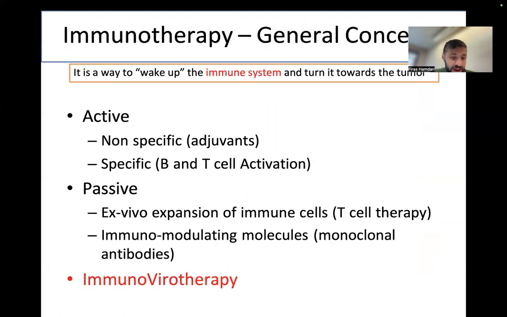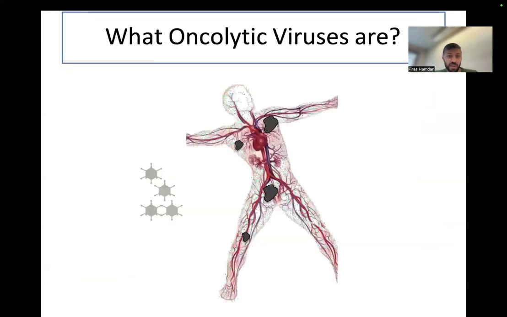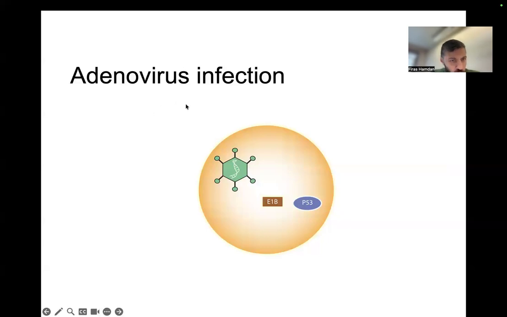Another one, the final one I want to talk about, is immunoviral therapy. Immunoviral therapy uses oncolytic viruses, which are very interesting viruses. In a normal adenovirus infection, what happens? The adenovirus comes in and infects a normal cell and produces E1B. What E1B does is stop P53. P53 is a protein found in your normal cells, and P53 stops viruses from replicating. So for the adenovirus to keep replicating, it produces E1B to stop P53. And this allows the adenovirus to replicate.